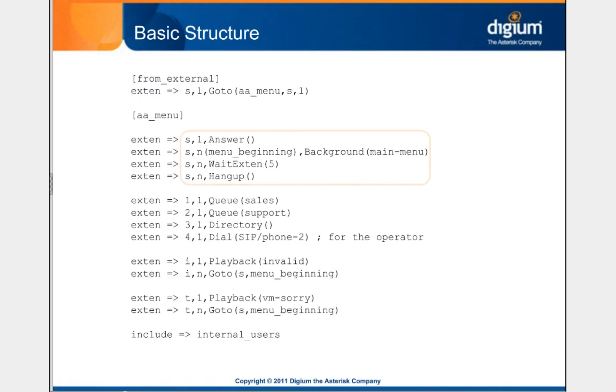The highlighted extension is the first step of our IVR. Asterisk will answer the call and play a sound file to the caller that provides instructions and various menu options. For a clearer understanding of what's going on, let's take a moment to listen to the prompt we've created for our auto attendant.